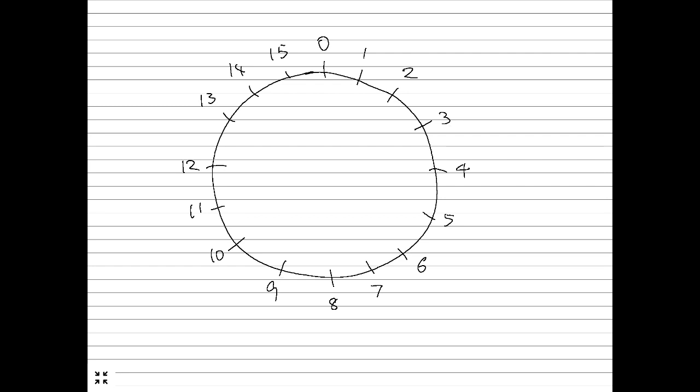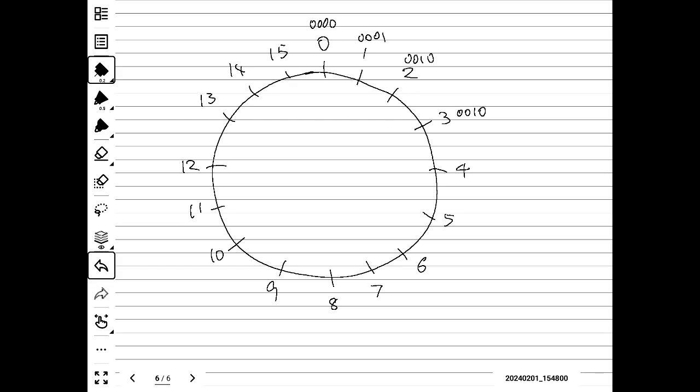All right. So in this case, we have 16 slots, which means every slot is going to have a distinct 4-bit pattern. So I'm going to write the 4-bit patterns here as well. 0000, 0001, 0010, 0011, 0100, 0101, 0110, 0111, 1000, and so on, up to 1110 and 1111.